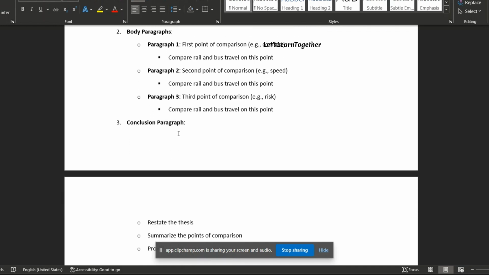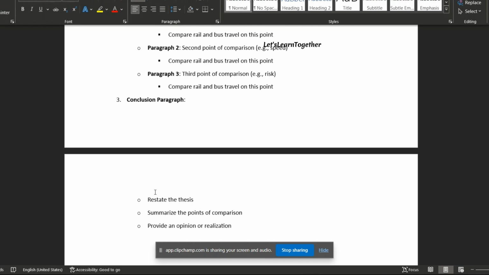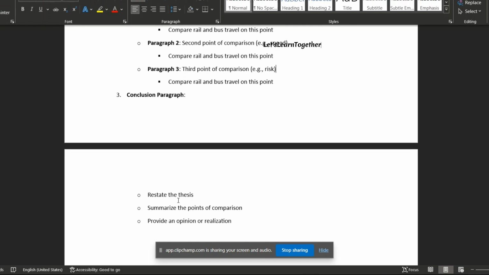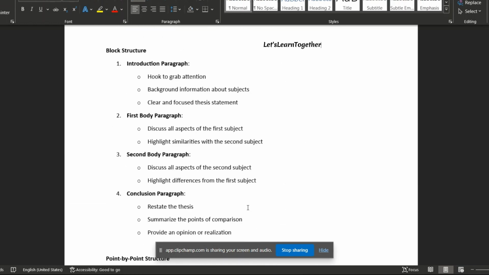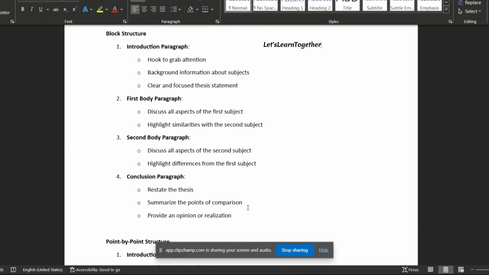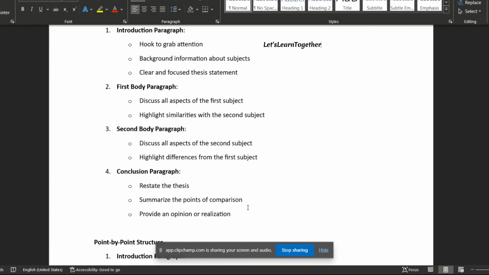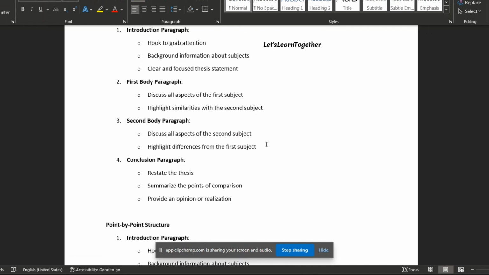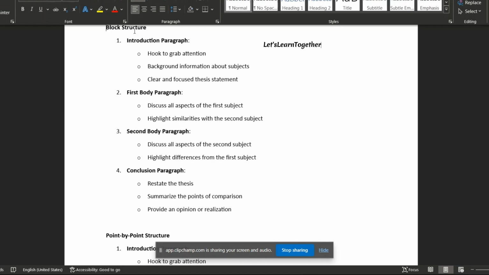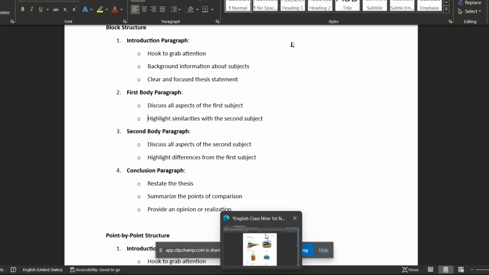And in the conclusion, you will summarize your thesis statement. Thesis statement means your topic, that means the topic or the subjects you have chosen. You will just describe all the points of comparison. So that's it. That's the structure of writing a compare and contrast essay following two ways: block structure and point by point structure. All right.